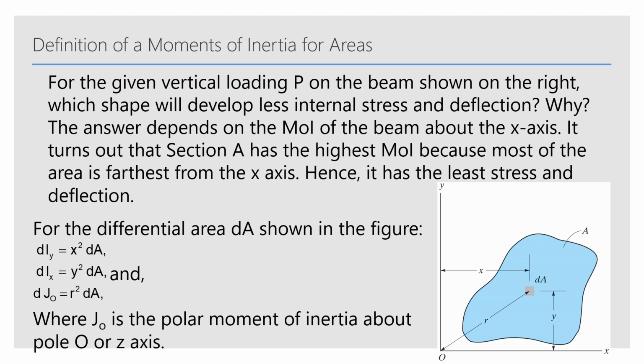Why? The answer depends on the moment of inertia of the beam about the x-axis. It turns out that section A has the highest moment of inertia because most of the area is farthest from the x-axis. Hence, it has the least stress and deflection. For the differential area dA shown in this figure on the right, it can be represented by the following equations, where we have this variable J naught, the polar moment of inertia about the pole O or z-axis.